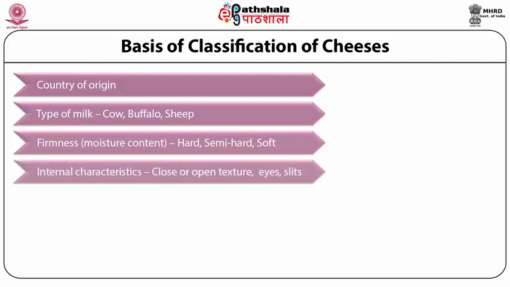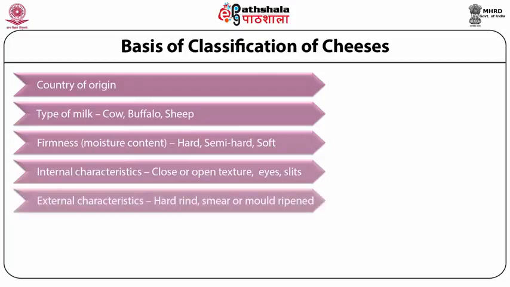Internal characteristics. In this, we have to look whether the texture of the cheese is close or open, whether eyes exist, and whether any slits are there in the body of the cheese. To give an example, for cheese having eyes, it is Swiss cheese. Based on external characteristics, classification could be the hard rind with a smear or mold ripened.